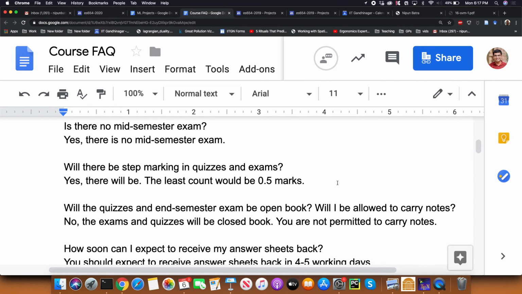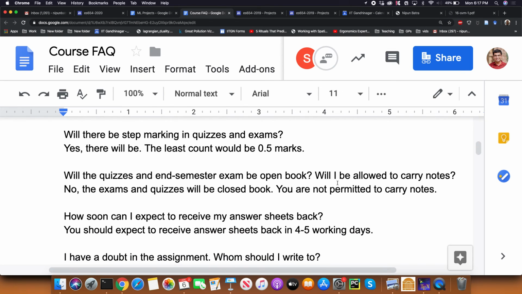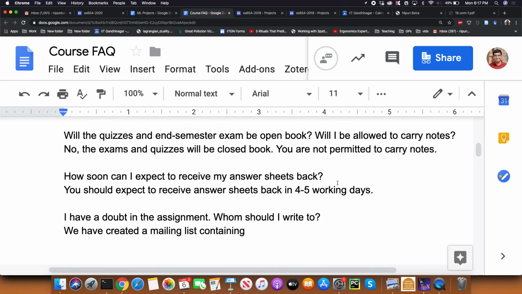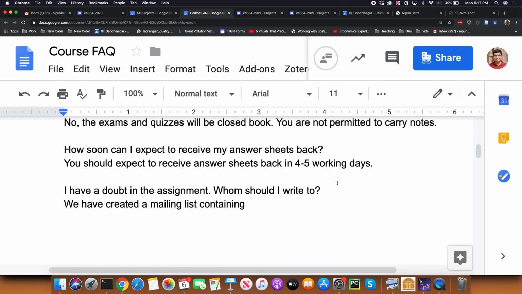There is no mid-semester exam. There will be step marking in quizzes and exams, but the least count would be 0.5, so no haggling for 0.25 marks. The quizzes and end semester will not be open book. You are not permitted to carry notes. There is no notion of a cheat sheet, etc.